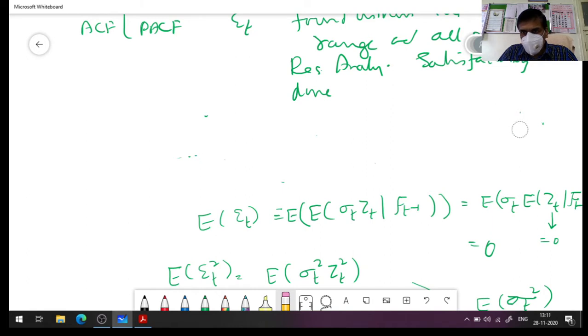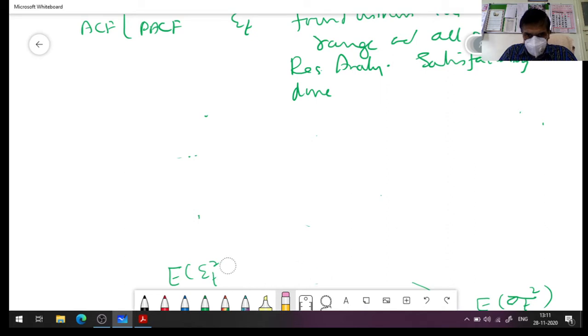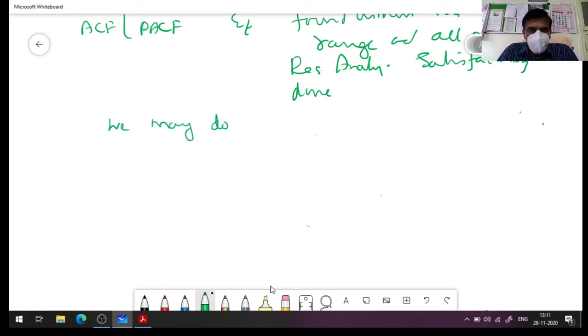The whole procedure will be stopped at this point. At this point of time we say that, okay, the model fitting is done, you have an appropriate model. So what we do next is we may forecast. We may do forecasting for RT. Okay, so what is happening at this point of time?